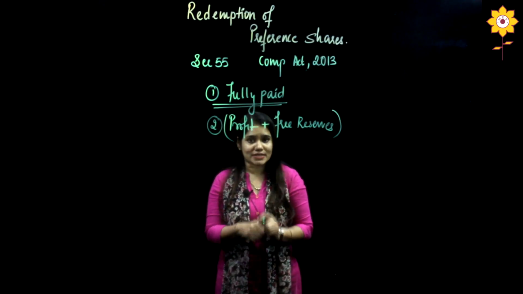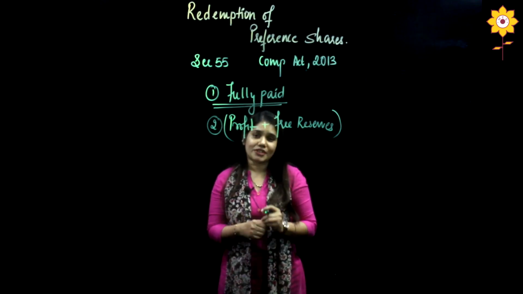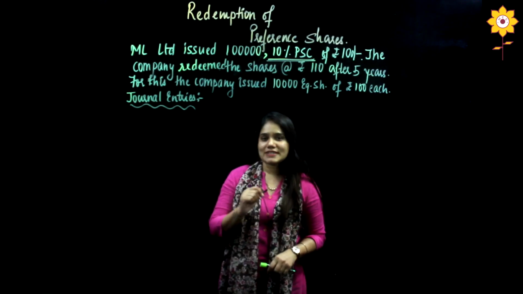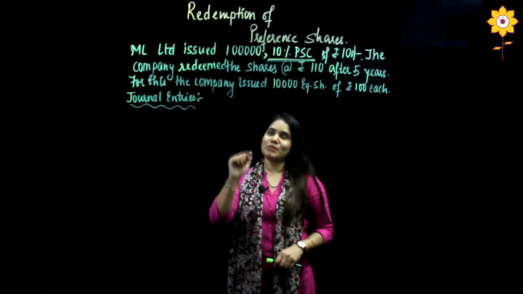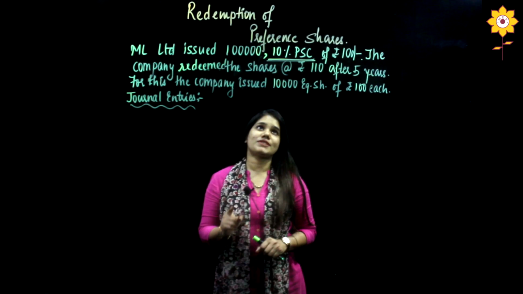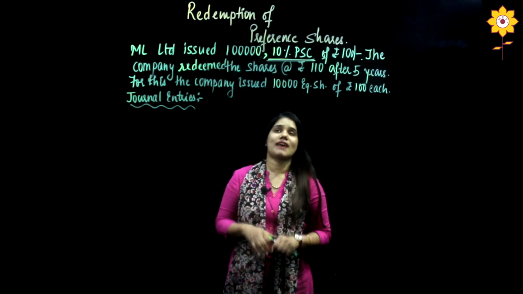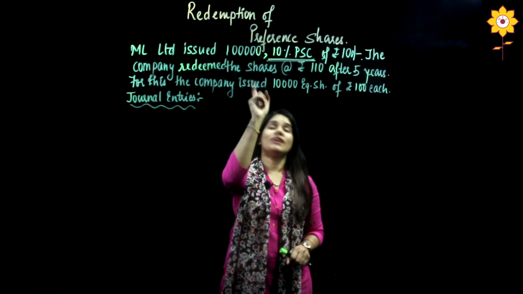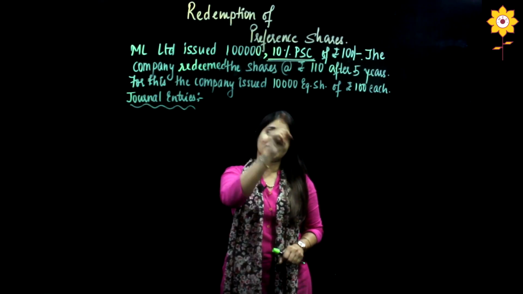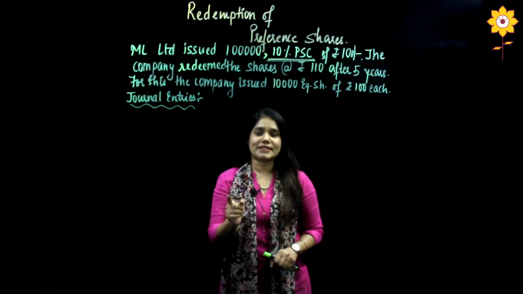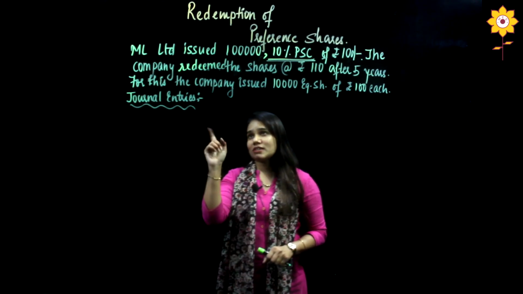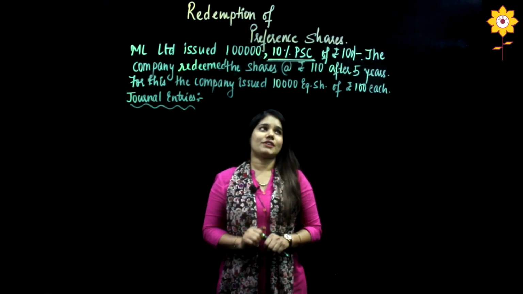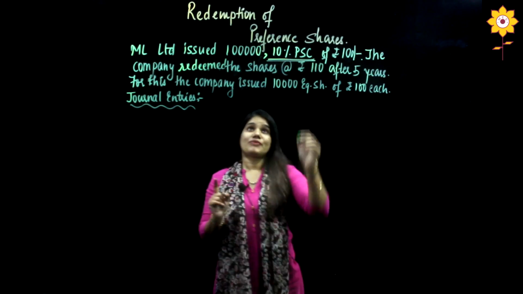I'll be providing you a statement. We'll try to journalize with the help of that statement only. Now here on the screen you can see the statement. ML Limited issued 1 lakh 10% preference share capital of rupees 100 each. Now whenever the shareholders invest their money in 10% preference share capital, they will receive 10% as the dividend amount. The company redeemed the shares at rupees 110 after 5 years.